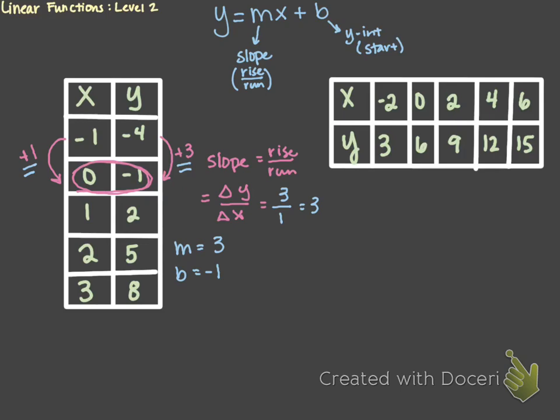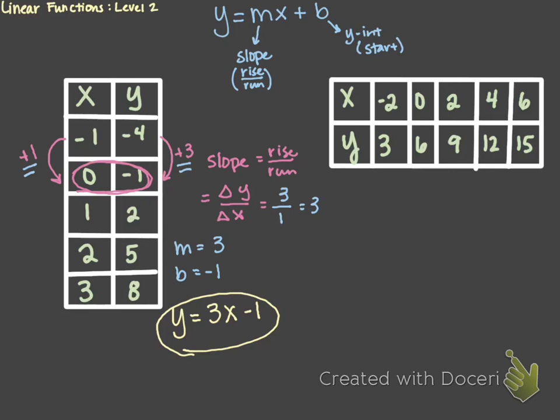Now all we have to do is plug our m and our b into our slope-intercept equation above. So we have y equals m, which is our 3, so 3 times x, and then our b value is -1, so we have -1. So our equation for this table is going to be y equals 3x minus 1.